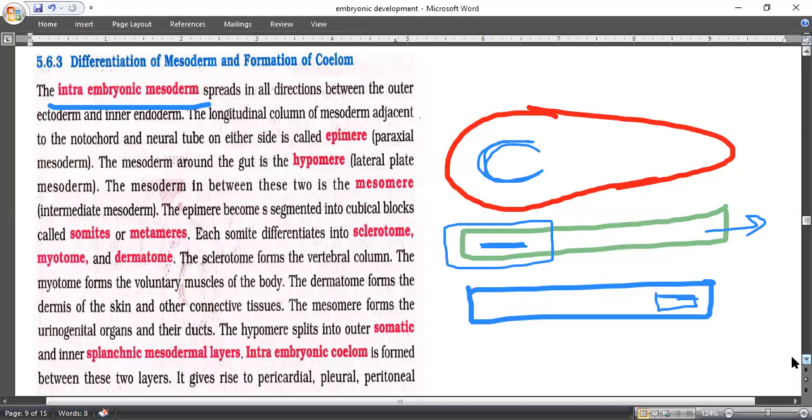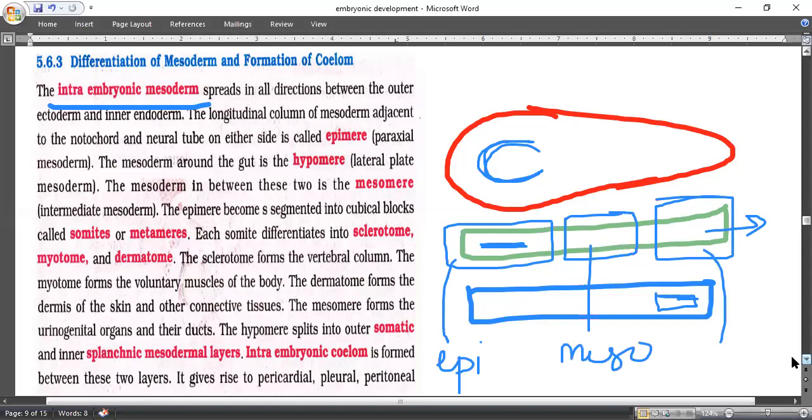So the mesoderm around the gut, that means nearly here in this area where the gut is going to be formed, is called hypomere. The mesoderm in between these two is called mesomere. So now let me label epimere. Complicated address they are given actually.